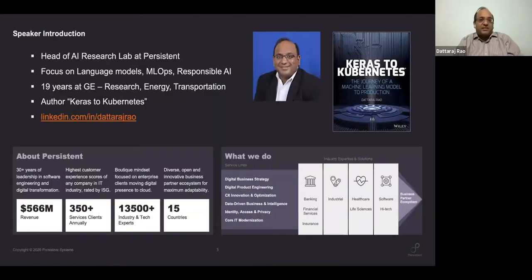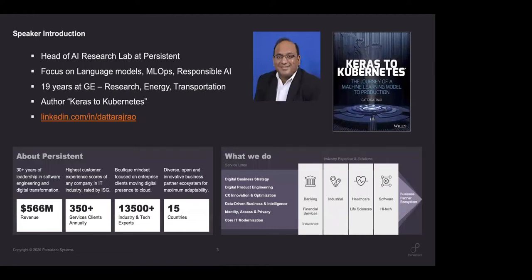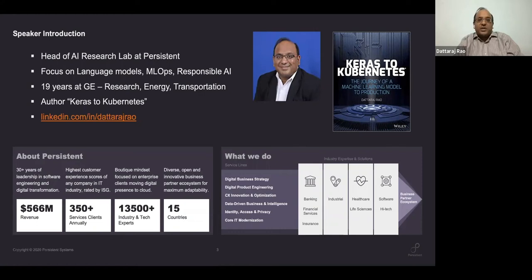A little bit about myself. I lead the AI research team at Persistent. Persistent is a global company with offices all across the world, headquartered in Pune, India. I am based out of Goa, where we have a 500-people office, and we have offices in Europe and North America. It is about a $500 million company. Our primary focus is on banking and healthcare, and getting into industrial and high tech.